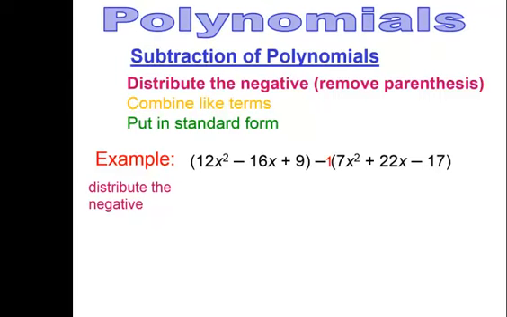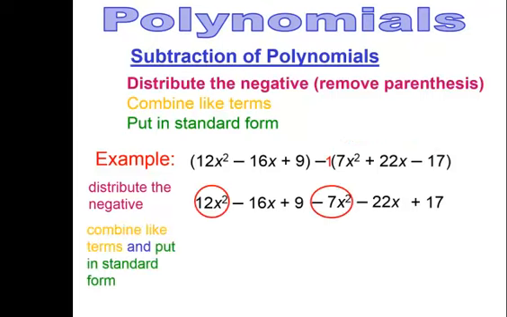So the first polynomial can just come out of the parentheses, but the second, I'm going to have to distribute that negative. So it's going to change the signs of everything inside that second parentheses. I'm going to end up with a -7x squared minus 22x plus 17. Now that you distribute the negative, you can combine those like terms to get it in simplest form.